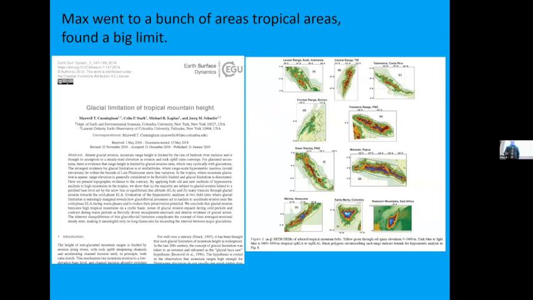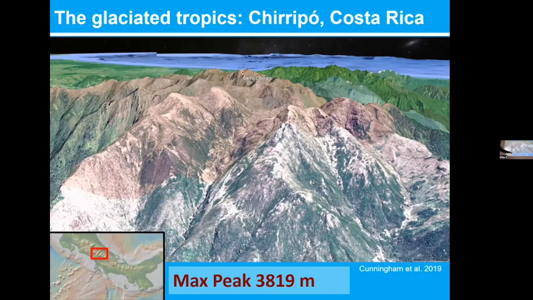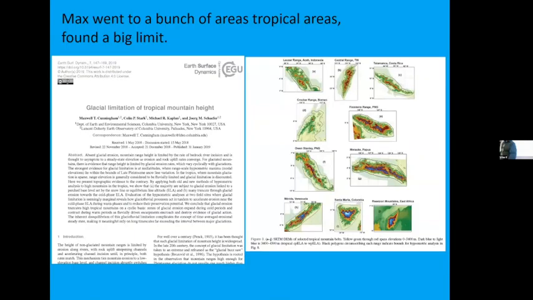And he concluded that they don't get any higher than a certain point for a reason. They all seem to max out around 3,500 to 4,000 meters. Here's Chirripó, 3,900. None of these areas are getting above 4,000 meters, 14,000 feet. All 10 areas. So he wrote this paper, Glacial Limitation of Tropical Mountain Height. Even in the tropics, the warmest part of the planet, he thought he could isolate this effect of what I started off the talk by calling the buzzsaw.